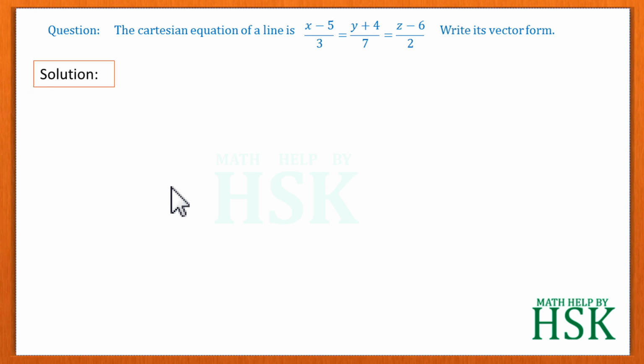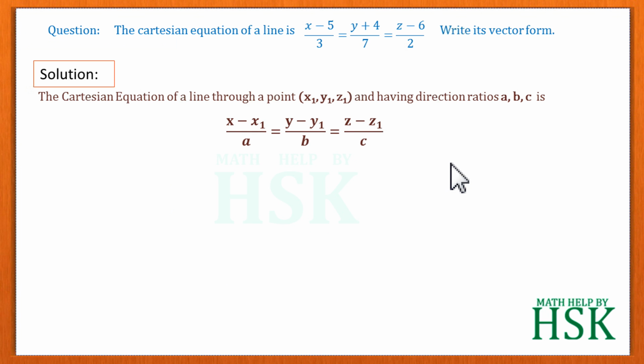Now to solve this question, first of all, we can make a point that the Cartesian equation of any line passing through the point (x1, y1, z1) and having direction ratios a, b and c can be written as (x - x1)/a = (y - y1)/b = (z - z1)/c.